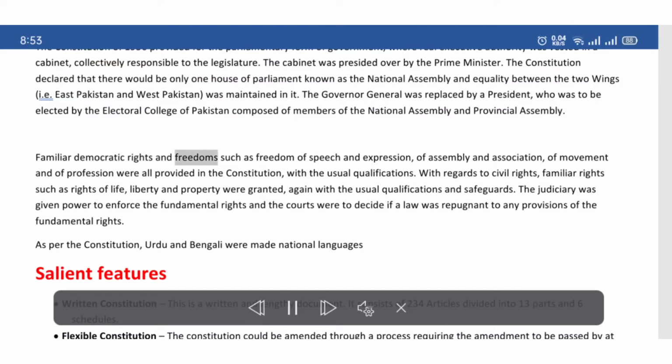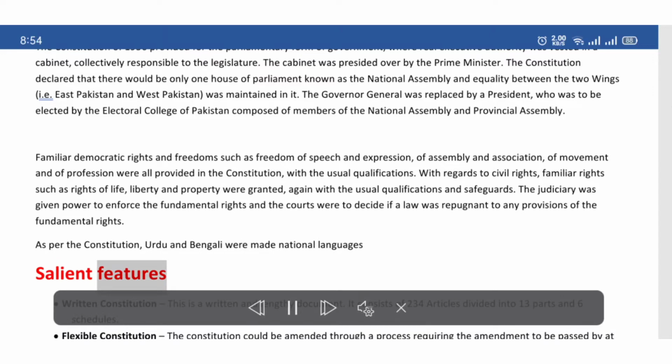Familiar democratic rights and freedoms such as freedom of speech and expression, of assembly and association, of movement and of profession were all provided in the Constitution, with the usual qualifications. With regards to civil rights, familiar rights such as rights of life, liberty and property were granted, again with the usual qualifications and safeguards. The judiciary was given power to enforce the fundamental rights, and the courts were to decide if a law was repugnant to any provisions of the fundamental rights. As per the Constitution, Urdu and Bengali were made national languages.